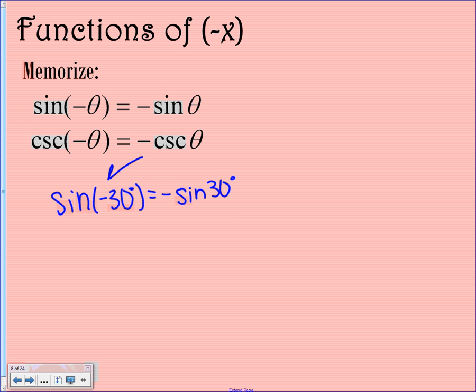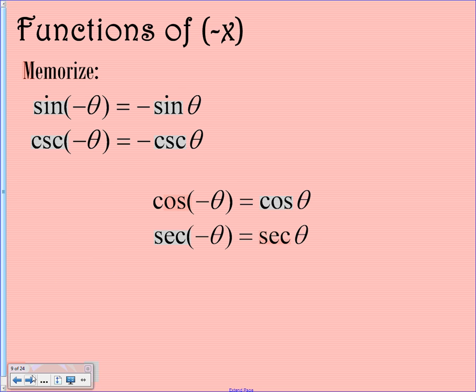If you think about this, negative 30 degrees is in the fourth quadrant here. Sine is negative in the fourth quadrant, so when we find the sine of 30 and then we negate it, we found the same value. And that'll hold true for any value of theta. You'll need to memorize those.